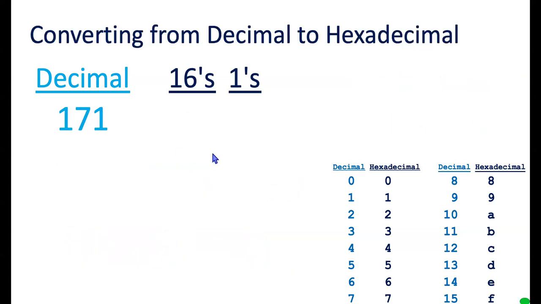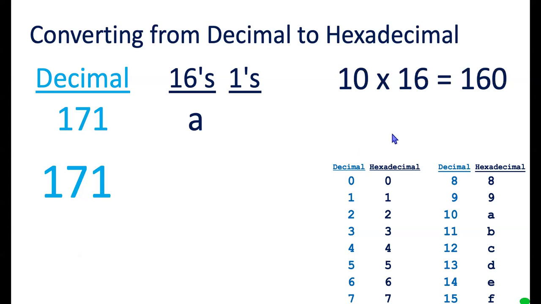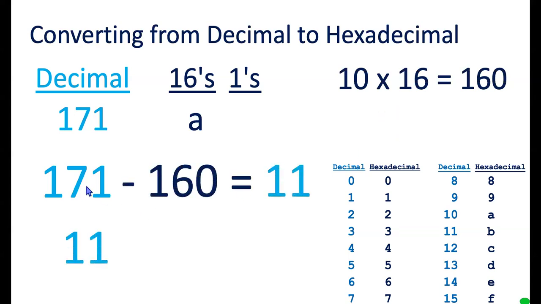Let's do this similarly with 171. We had 10 16s, so 10 16s. 171 minus the 160, now we have 11 left over. What's 11 in hexadecimal? That's what we have left over.